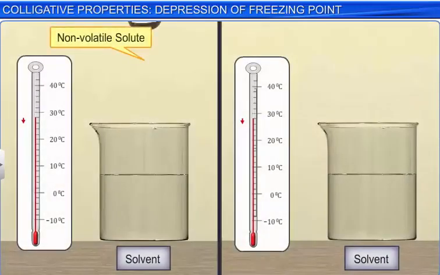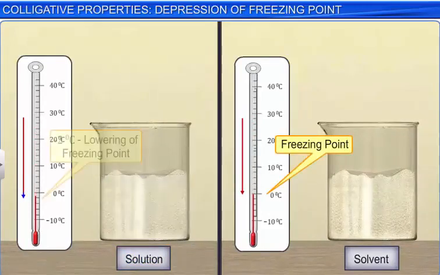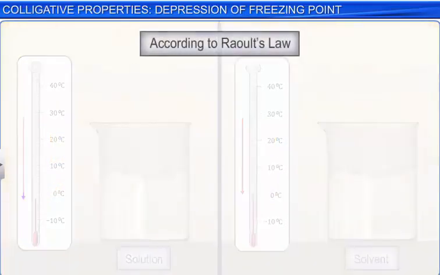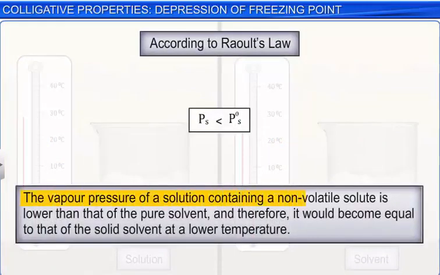When a non-volatile solute is added to a solvent, the freezing point of the solution gets lowered. According to Raoult's law, the vapor pressure of a solution containing a non-volatile solute is lower than that of the pure solvent, and therefore it would become equal to that of the solid solvent at a lower temperature. That is why the freezing point of a solvent decreases when a non-volatile solute is added to it.